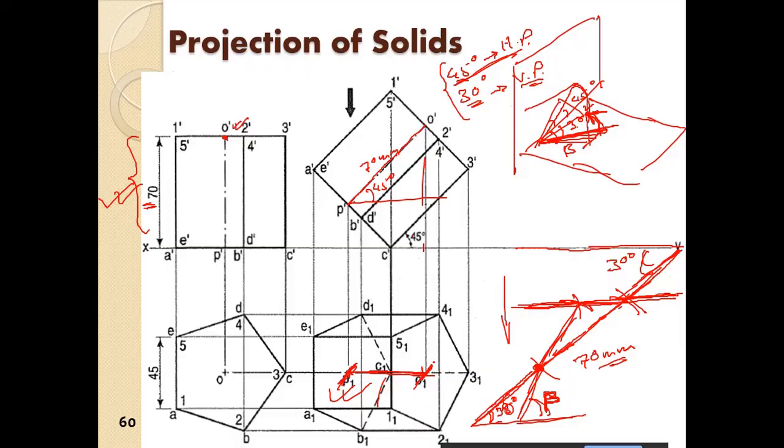Then what we do, we take this length as the radius, because this is already rotated by 45 degrees. Taking P as the center, we mark an arc. So this will be the angle of inclination of the top view.